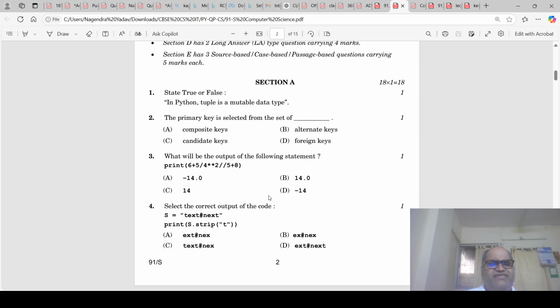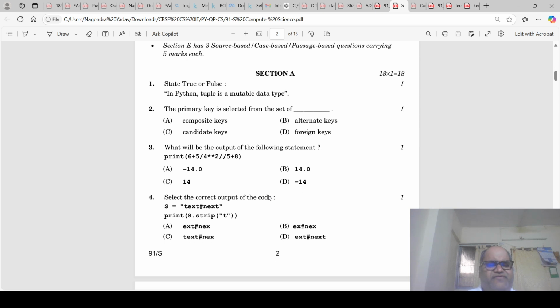So broadly, as you can see, in Python, tuple is mutable. I think this is the paper that we are actually looking at, so that you can answer. You know that tuple is immutable, so you have to just state true or false. What is primary key? So the primary key is selected from the set of candidate keys. There could be one or more possible keys, and you have to make one of the choices.